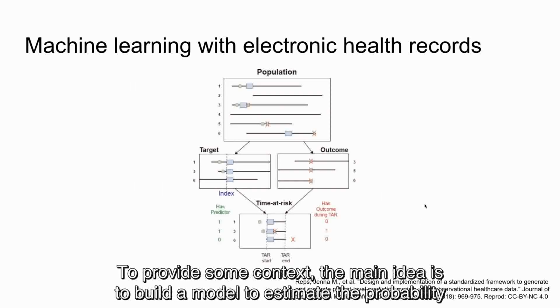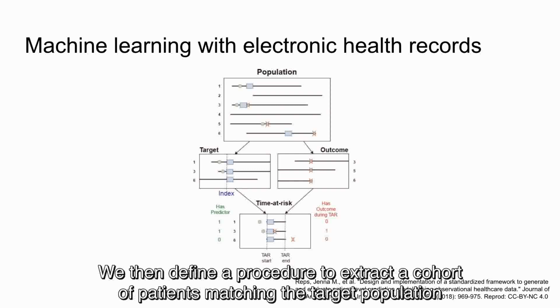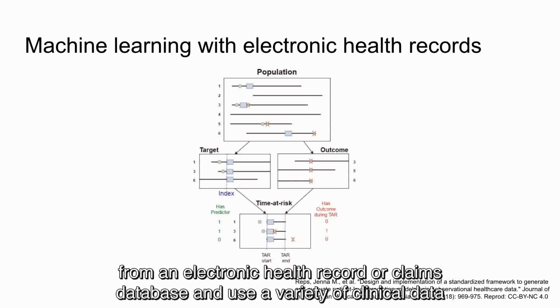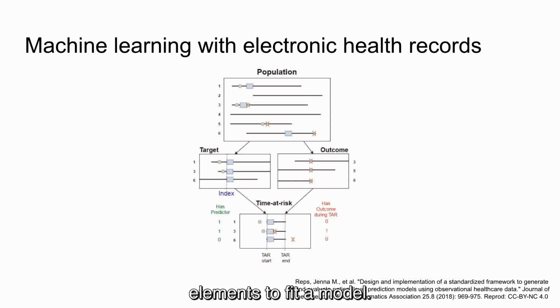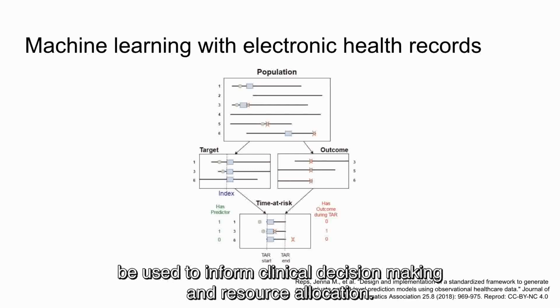To provide some context, the main idea is to build a model to estimate the probability of an outcome within a time horizon following an index event for a particular patient population. We then define a procedure to extract a cohort of patients matching the target population from an electronic health record or claims database, and use a variety of clinical data elements to fit a model. The output of the model, called a prediction or a risk estimate or just a score, can then be used to inform clinical decision-making and resource allocation.